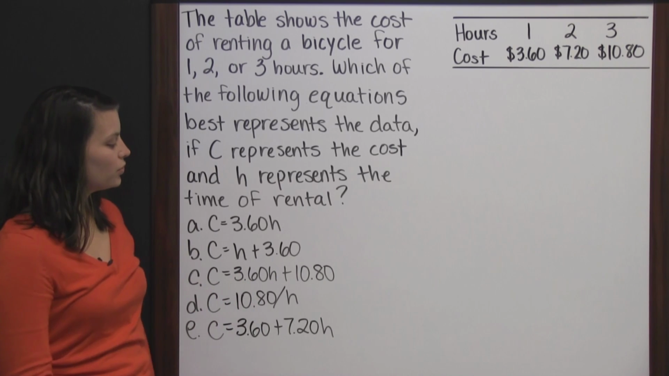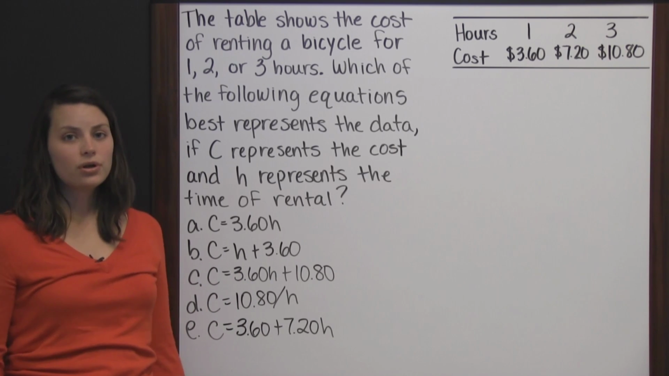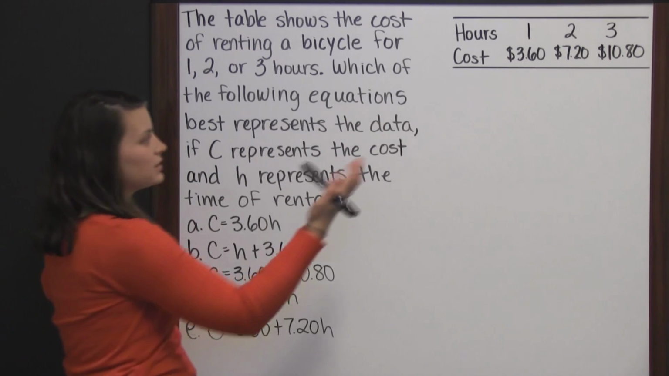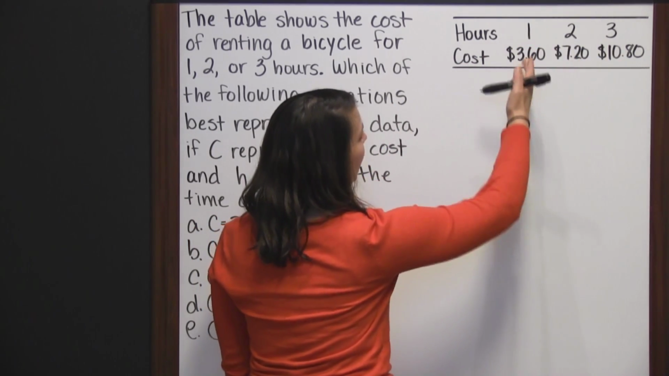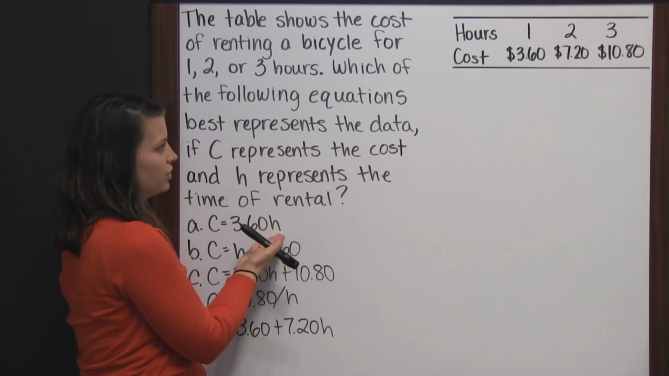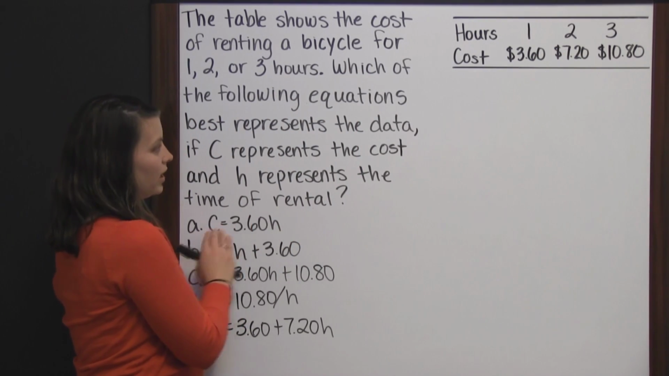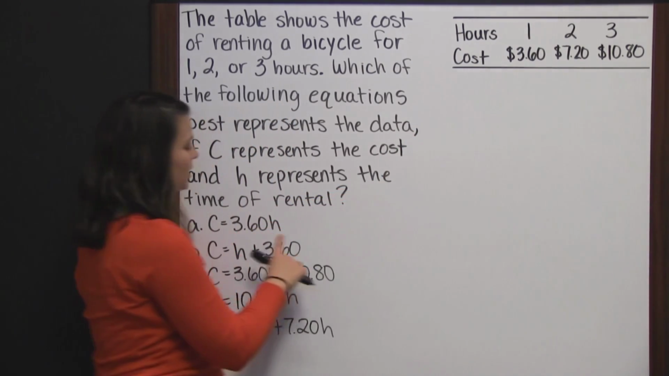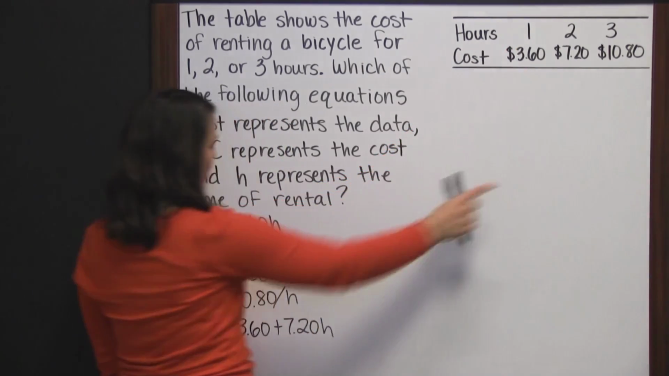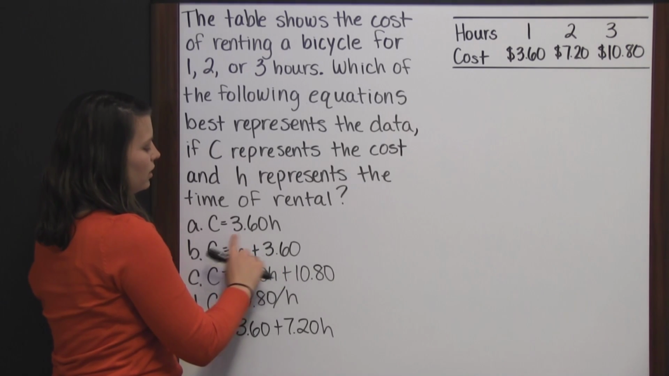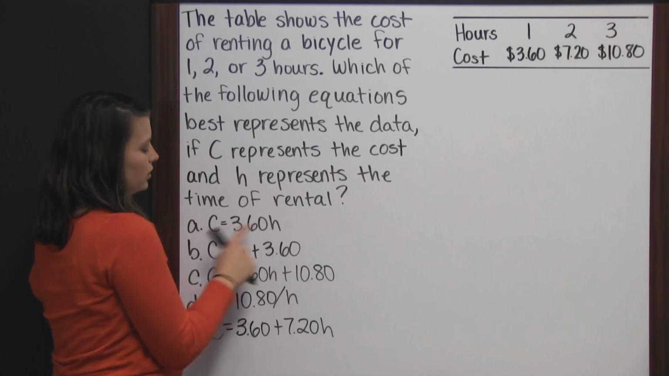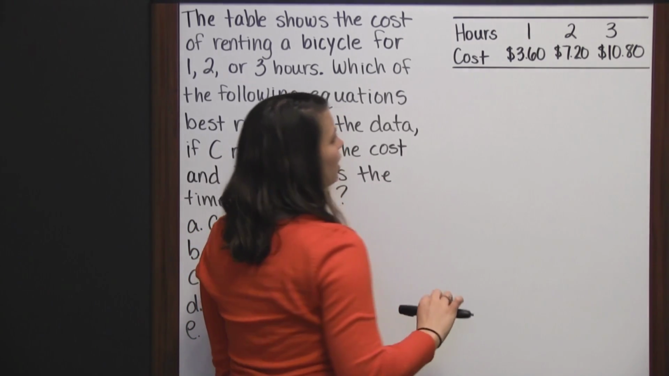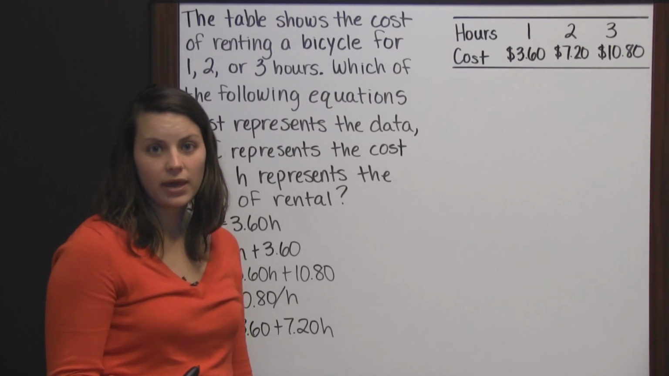Since this is a multiple choice question, you could always substitute these values for hours into your equation and see if you get the cost. For instance, you could replace h with 1, and you have $3.60 times 1, which is $3.60, which is the cost for 1 hour. And then do the same with 2 and with 3.